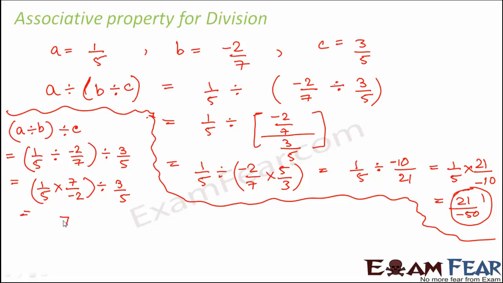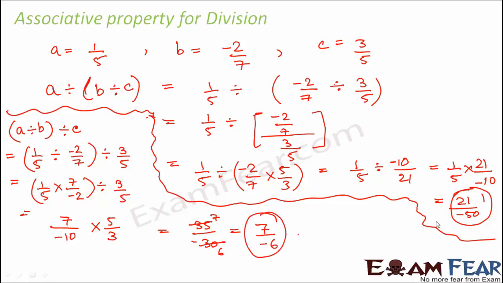So this comes out to be 7 by minus 10 into 5 by 3. So this comes out to be 35 divided by minus 30, or we can write it as 7 by minus 6. So if you compare the two values, they are not equal. So we can say that associative property doesn't hold true for division.